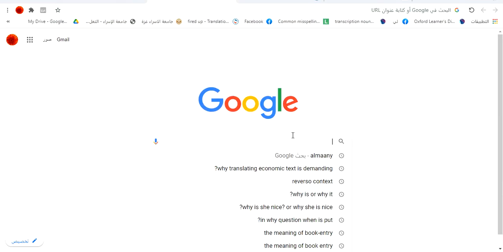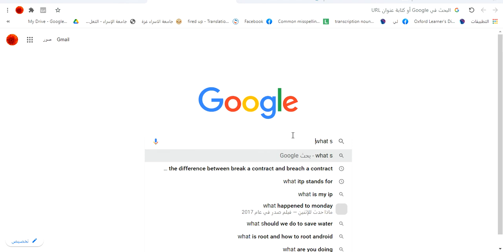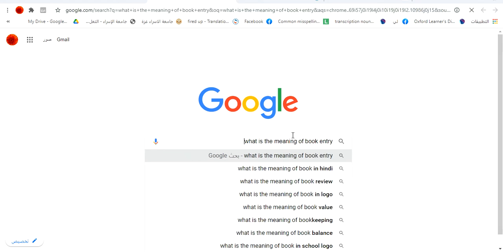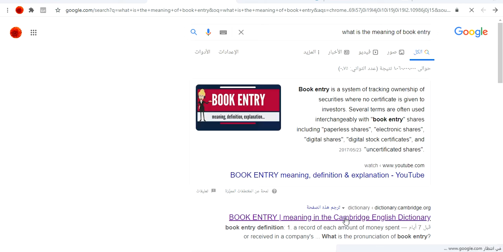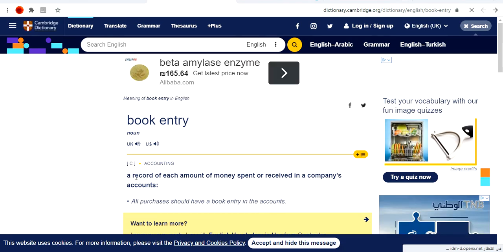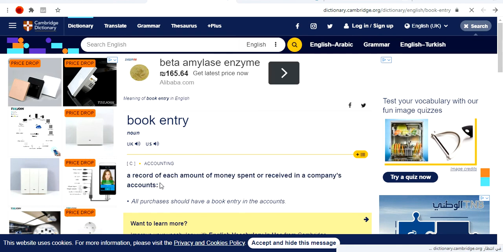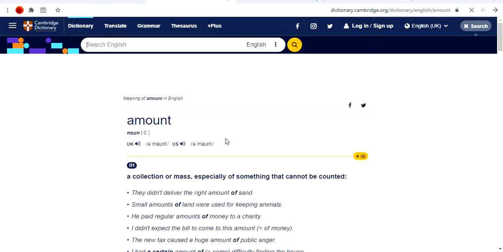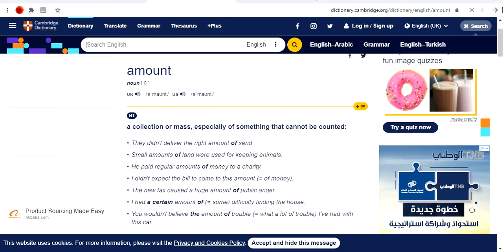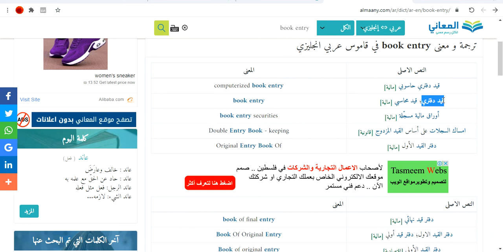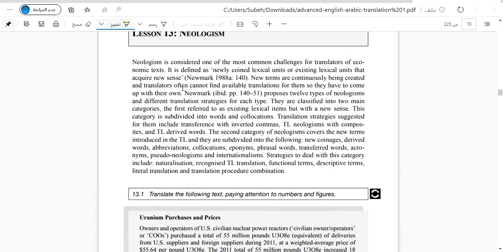To be more and more sure, I can go to Google and ask what is the meaning of book entry. Let me use the meaning in the Cambridge English Dictionary. It says that it's a record of each amount of money spent or received in a company's account, which is a definition for this word, which is قيد دفتري.